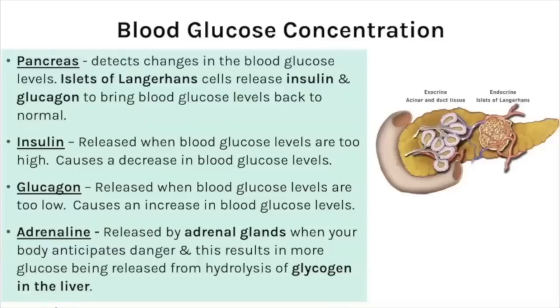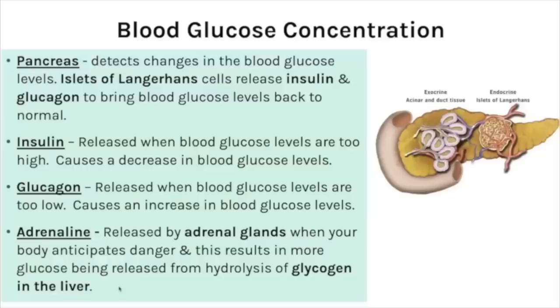The pancreas is the organ that detects these changes in blood glucose levels, and within the pancreas there are cells called the islets of Langerhans, which are responsible for releasing insulin and glucagon, which are the two hormones that bring blood glucose levels back to normal. Insulin is going to be released when blood glucose levels are too high, and that will bring blood glucose levels down to normal. Glucagon is released when the blood glucose levels are too low. So think of glucose gone, glucagon. And this will cause an increase in the blood glucose levels.